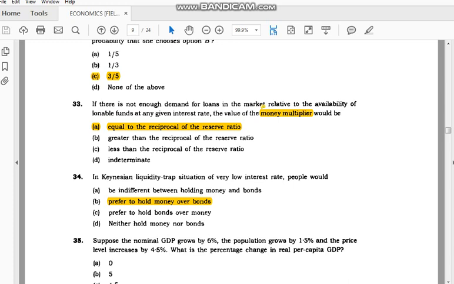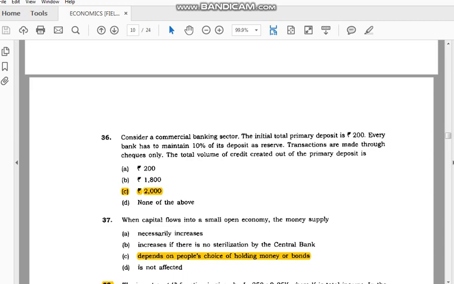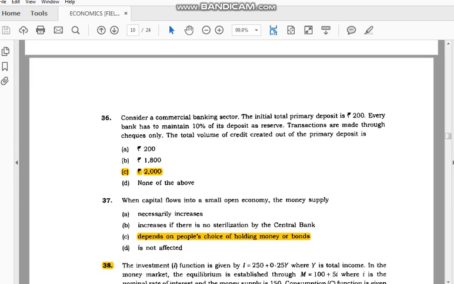And next is a simple question also. Next is question number 36. Consider the commercial banking sector, where the initial total primary deposit is 200, and every bank has to maintain 10% of its deposit as reserve. That means if we take the case of a commercial bank, then your 10% is SLR. Transactions are made through checks only. So the total volume of credit created out of the primary deposit is asked in this question.